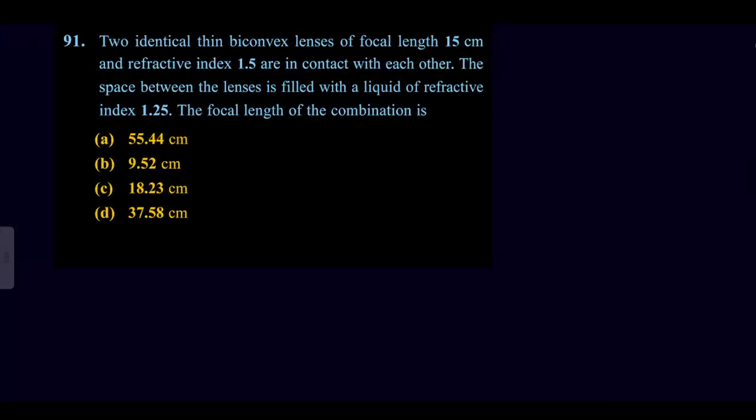Two identical thin biconvex lenses of focal length 15 centimeters and a refractive index 1.5 are in contact with each other. The space between the lenses is filled with a liquid of refractive index 1.25. Now they ask us to find the equivalent focal length.